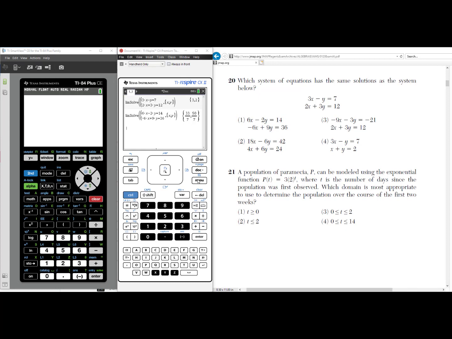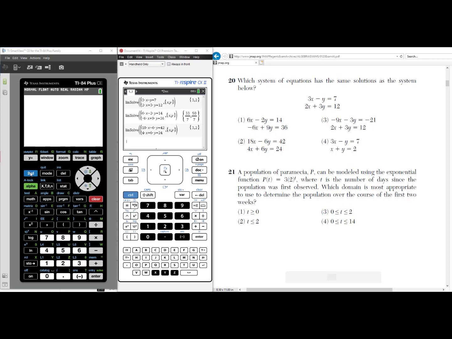I'll go to option 2, menu, algebra, solving systems, 18x minus 6y equals 42, 4x plus 6y equals 24. We want a result of 3, 2. This answer is the same as the question, so it is answer 2.